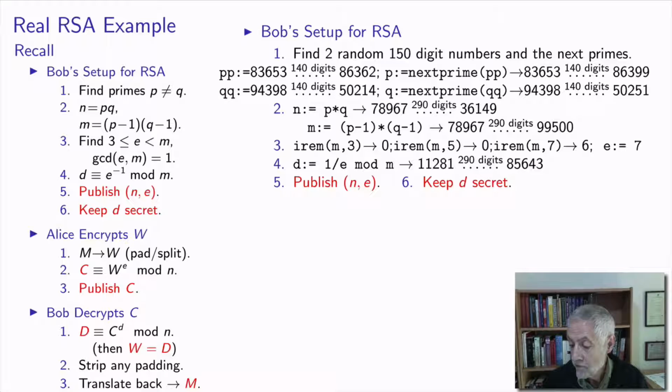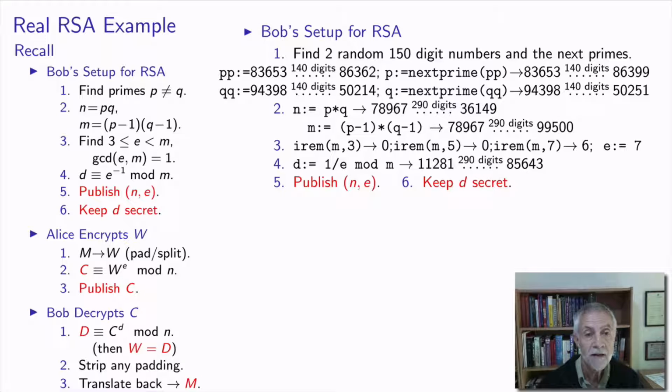Next step, step 2, we compute n equal to PQ. This will give us, in this case, a 300 digit number ending in 36149. And we compute P minus 1 times Q minus 1. That will be the number M here. And that gives us this number here, which again is 300 digits.